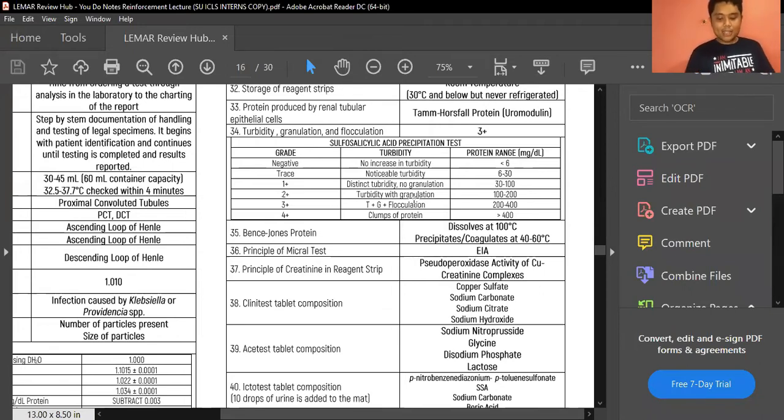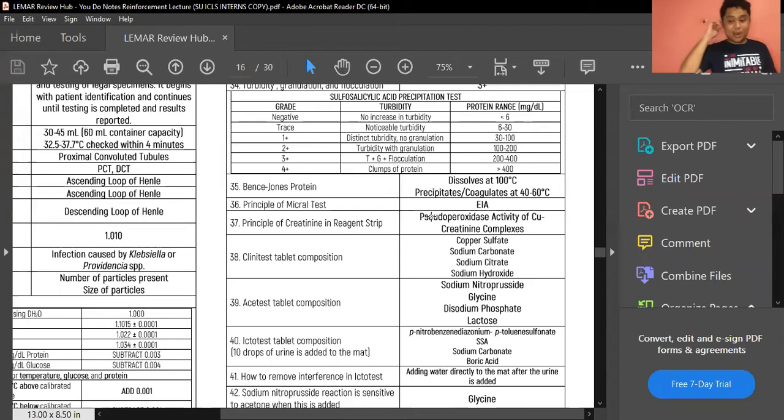All right. Next, of course, mga tablet composition. Ayan. So, ako na siyang i-summarize diri. So, ako na po yung i-upload later sa katong notes, katong summary. So, Clinitest, of course, you have copper sulfate, sodium carbonate, sodium citrate, and sodium hydroxide. For Acetest, as you can see, naa lactose. And for Ictotest, naa SSA, sodium carbonate, and boric acid.